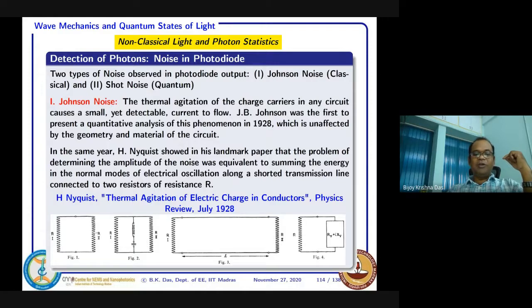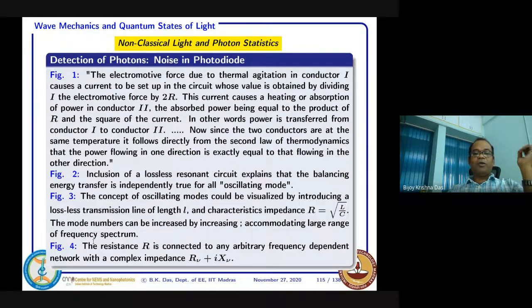This is, for example, you can imagine like a load. So this absorbed power is equal to the product of R and the square of the current: I squared R, whatever current you are getting, dividing by 2R, then you just have I squared multiplied by R. That is normally what we know as the Joule heating effect. In other words, power is transferred from conductor 1 to conductor 2.